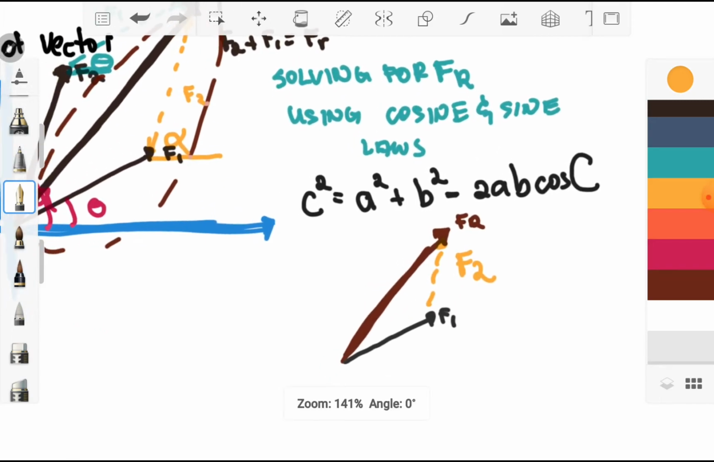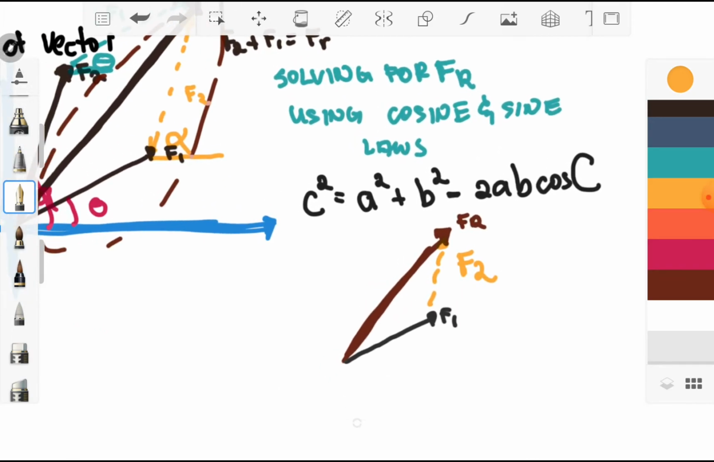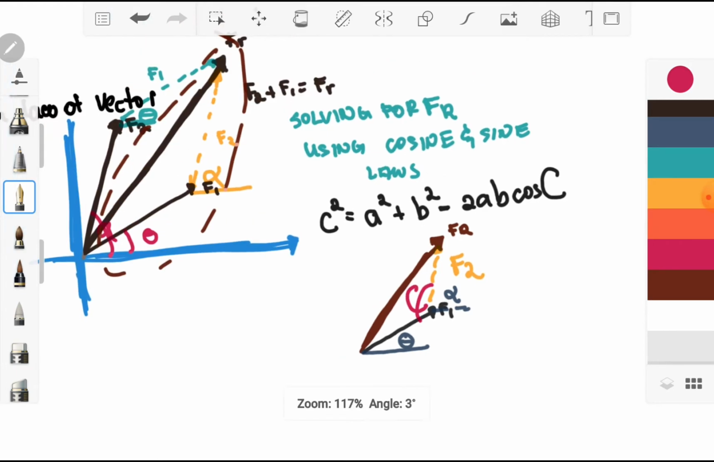Okay. So how will you solve this one? So, graphical analysis. Okay. So let's say this will be your theta for your F1 and then this is alpha of your F2. So take note that this will be my C, right? This will be my C or my angle C.